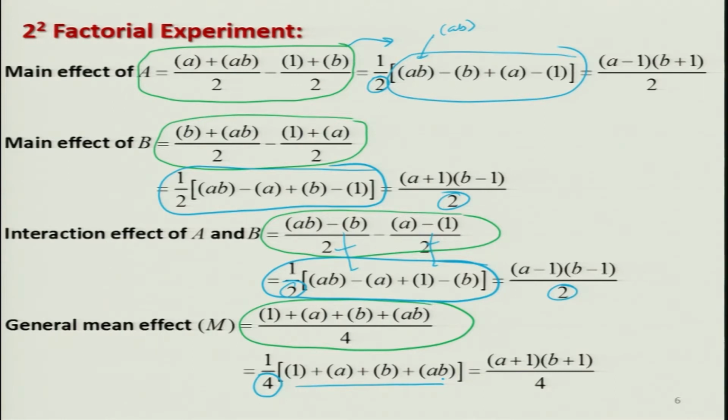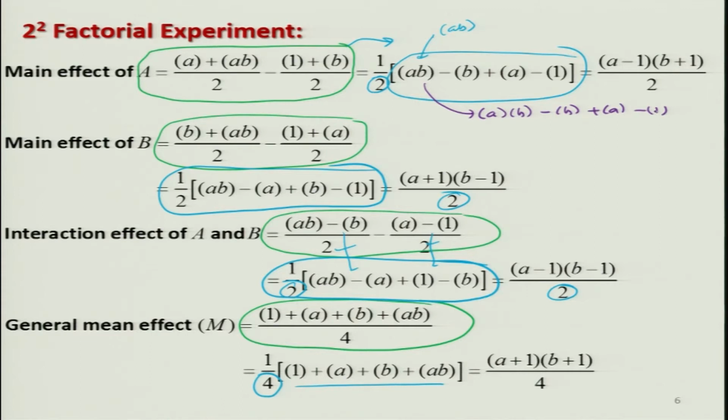Now you see what I'm going to do here. I simply try to consider for a while the main effect of A. I write this AB as A into B. As I explained earlier, this is mathematically incorrect. This is not correct. But just for the sake of simplicity in the representation of these effects, which is going to help us a lot when we find the higher order effects in higher order factorial experiments, for a while we are considering it. So now this becomes AB minus B plus A minus 1.